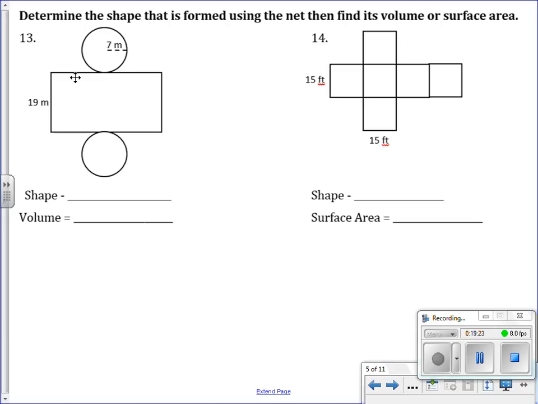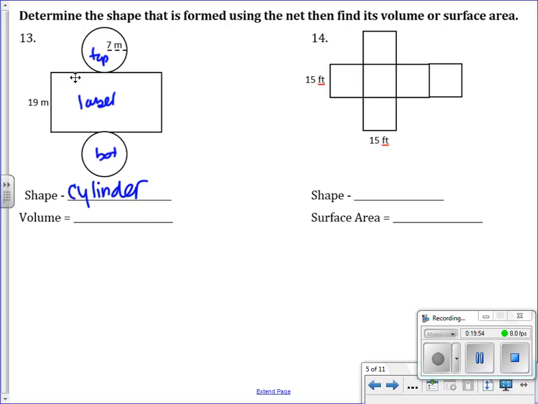Okay, on this one here, we're determining the shape from the net, and then we're going to use that to find the volume or the surface area, depending on what they're asking for. So on this one, clearly that's going to fold up to become a cylinder. So there's my shape. This is a cylinder, because we have 2 circles, this would be the bottom, this would be the top, and then this would be the label, so to speak, around it. And we're trying to find volume.